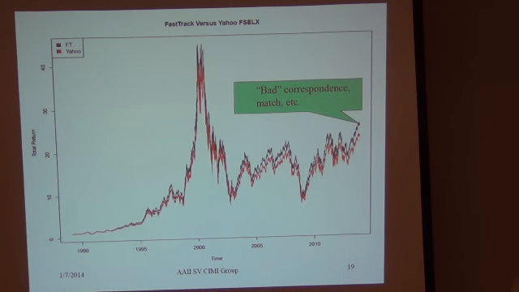Here is one of the quote-unquote worst examples of FastTrack versus Yahoo. This is Fidelity Select Electronics. Again, FastTrack is black, Yahoo is red. You can see that there's a difference.